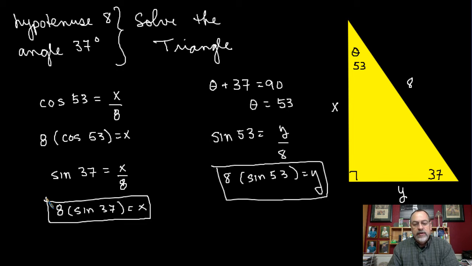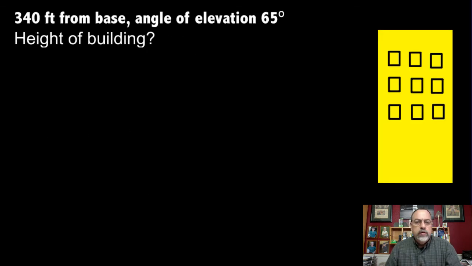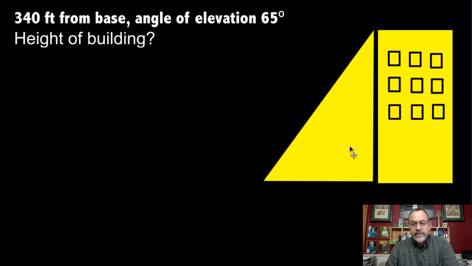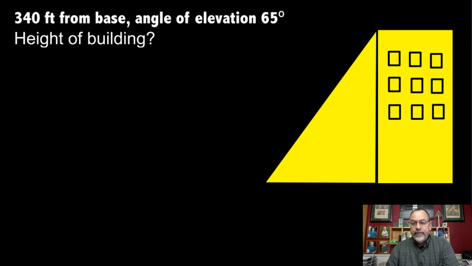Let's take a look now at how we can apply this to a real world situation. One very common application would be to use trigonometry to determine the height of a building. It says from 340 feet from the base of the building and an angle of elevation of 65 degrees, what would be the height of the building? So we can take our right triangle and place it up against this building. If I'm standing right here, I'm 340 feet from the base of the building.